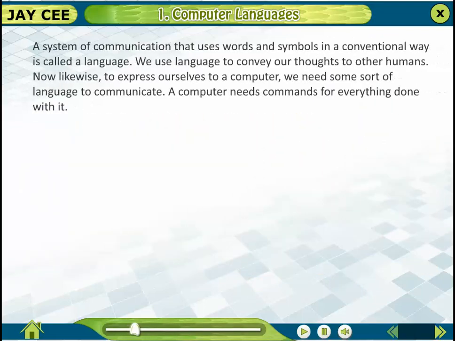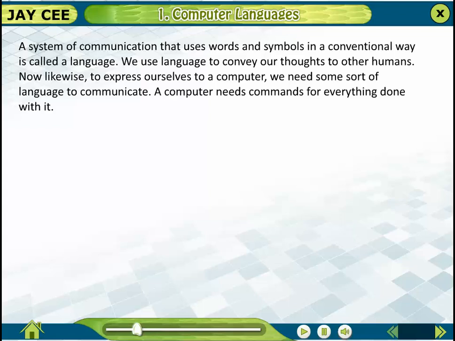A system of communication that uses words and symbols in a conventional way is called a language. We use language to convey our thoughts to other humans. Now, likewise, to express ourselves to a computer, we need some sort of language to communicate. A computer needs commands for everything done with it.